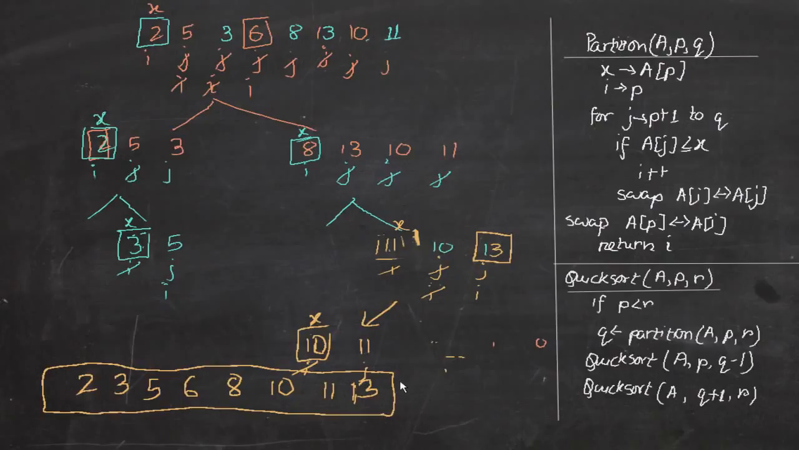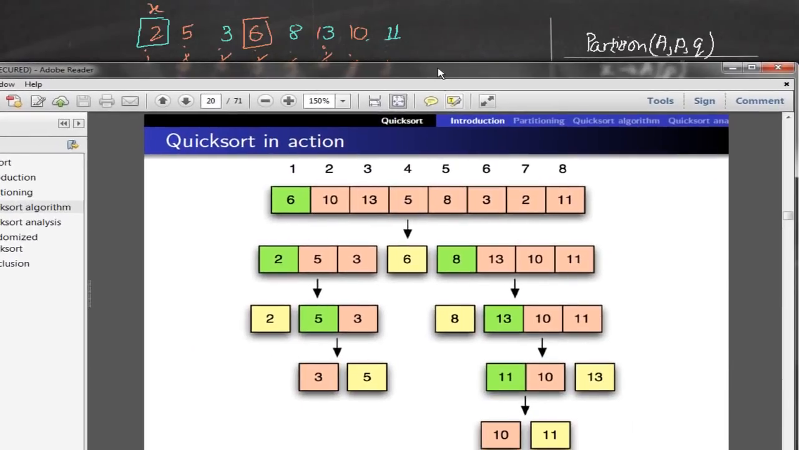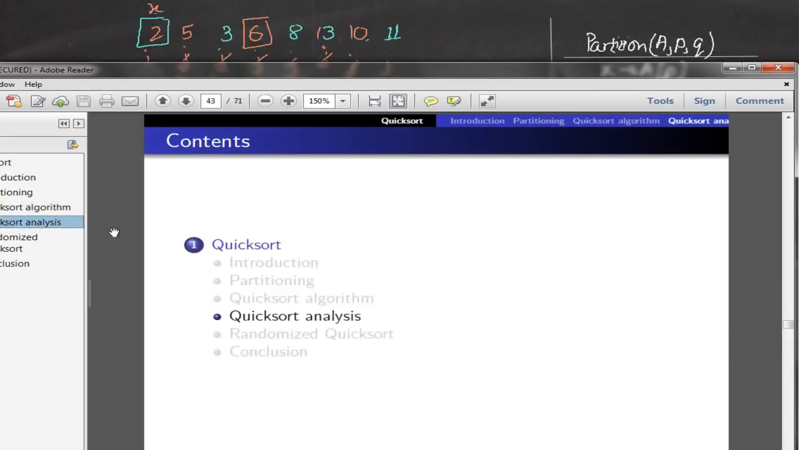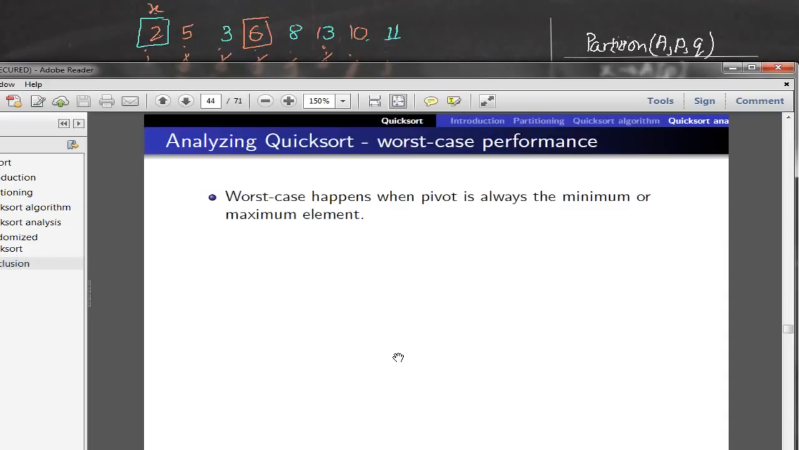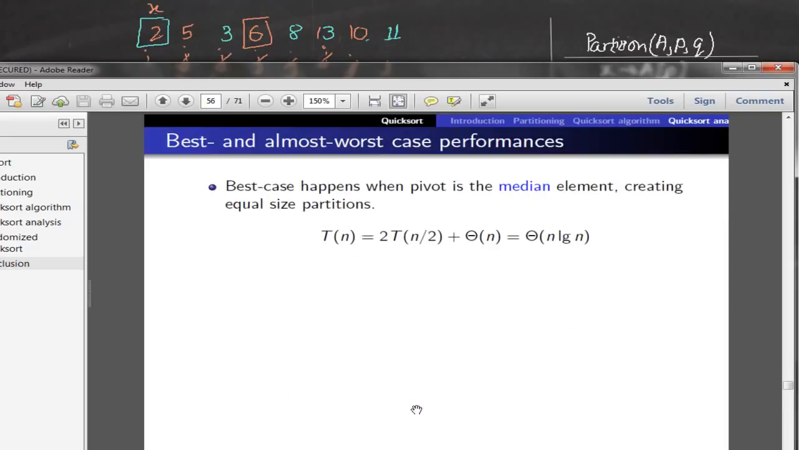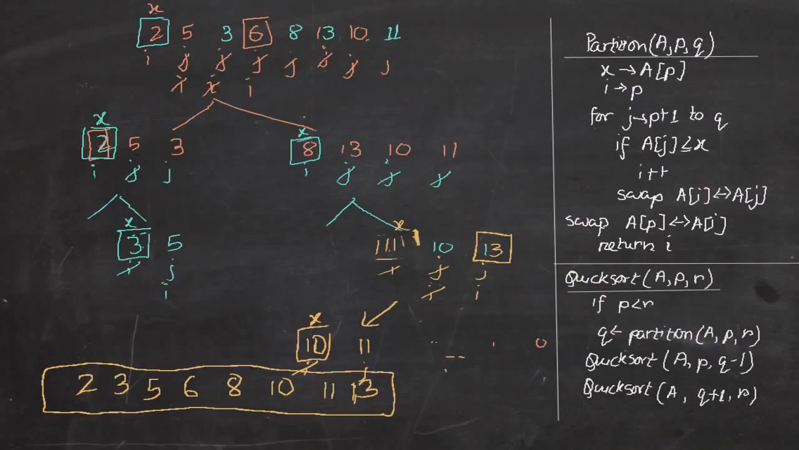All right, this was the whole algorithm, and now let's look at the analysis. Quicksort analysis. All right, so this quicksort is order of n square in the worst case, and it is order of n log n in the best case. In the worst case, it's order of n square. It becomes the worst case in what situation? When it's fully sorted, or when the pivot is the highest value element or the lowest value element.